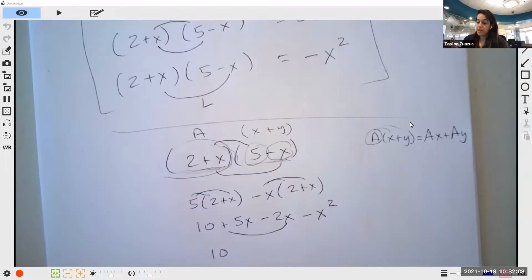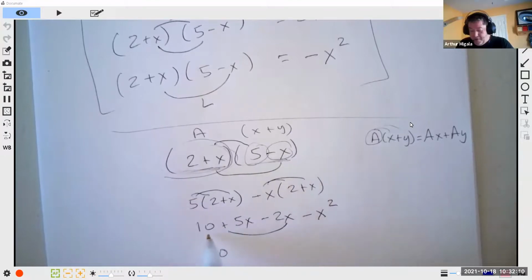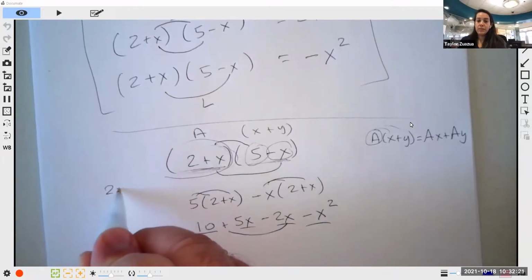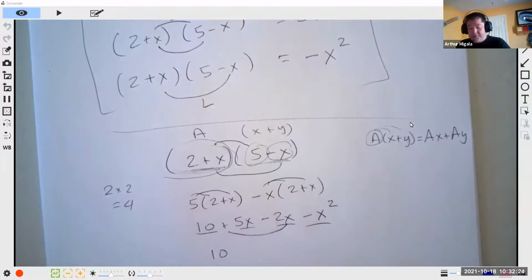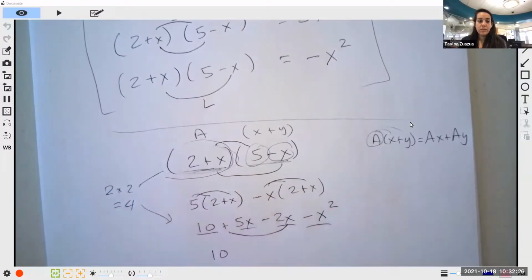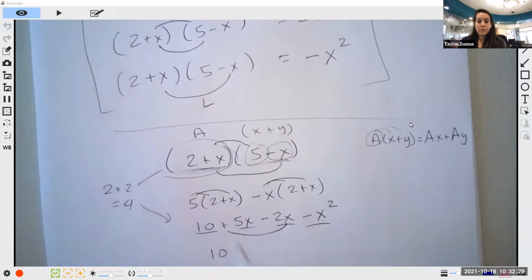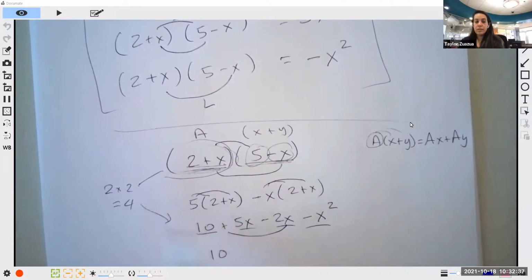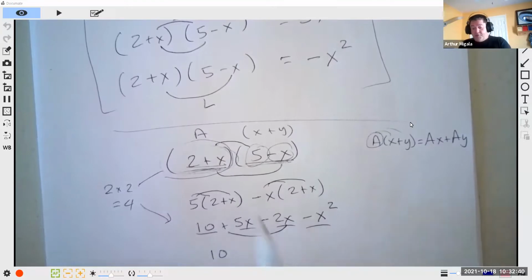So how many terms do we have in our answer here so far? 1, 2, 3, 4. Because there's 2 terms times 2 terms equals 4 terms. There's 2 terms here, 1, 2, 1, 2. If I multiply them together, I should have 4 terms. So if I had 2 terms and 3 terms, how many should I have?